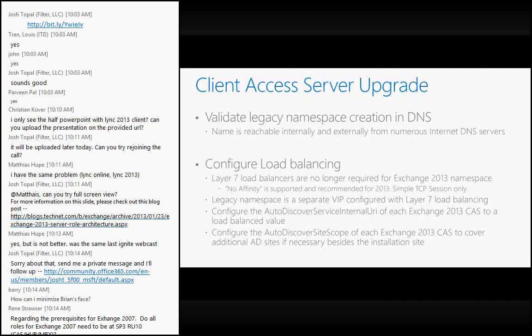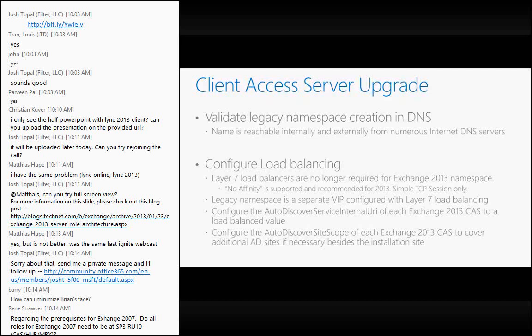Load balancing. As mentioned before, for 2013 we no longer require layer 7 load balancers. There are definitely times where it makes sense, depending on your environment, but for all practical purposes all you need now is TCP session affinity, and that's it. And really, TCP session affinity is essentially no affinity, because every load balancer will maintain that a single TCP conversation continues to go to the same place until that conversation is terminated. For your legacy namespace, you will have to keep whatever load balancing mechanism you have in place there. So if you're using a layer 7 load balancer for Exchange 2007, leave that in place because we will utilize that for your legacy URL until you've moved everybody off to 2013.